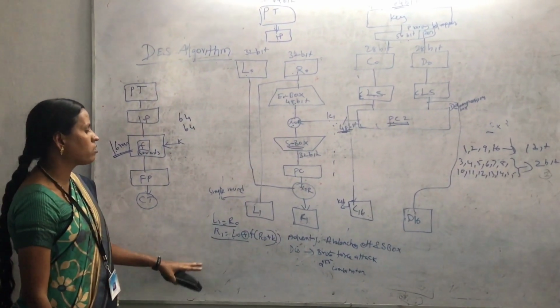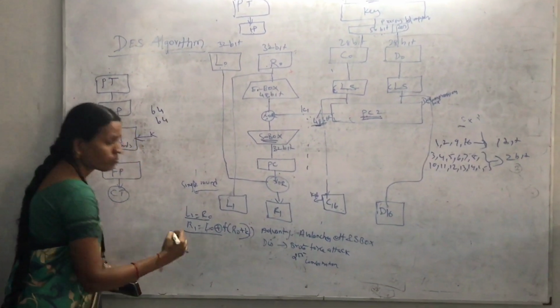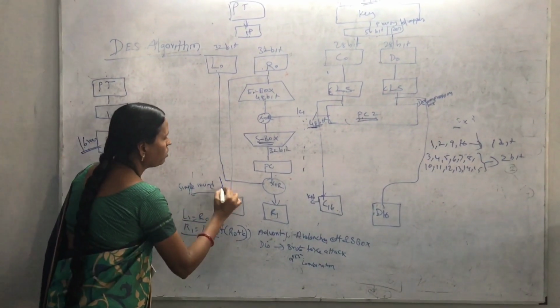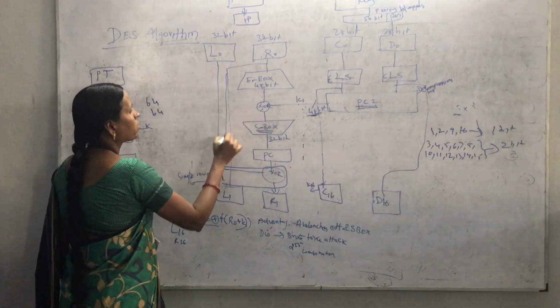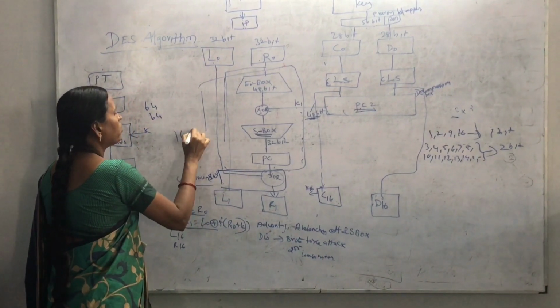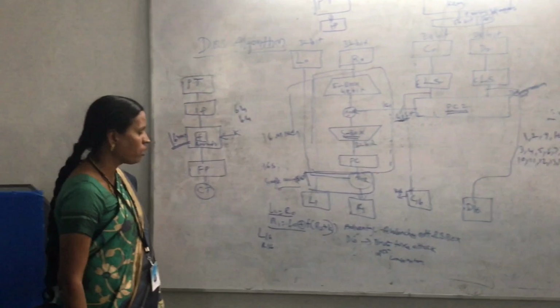After getting all the 16 rounds, we are getting the L16 and then R16. This is the swapping process. Here we are using the swapping. Here this function is called the mixing function. So 16 mixers and 16 swappers are used in the DES algorithm.